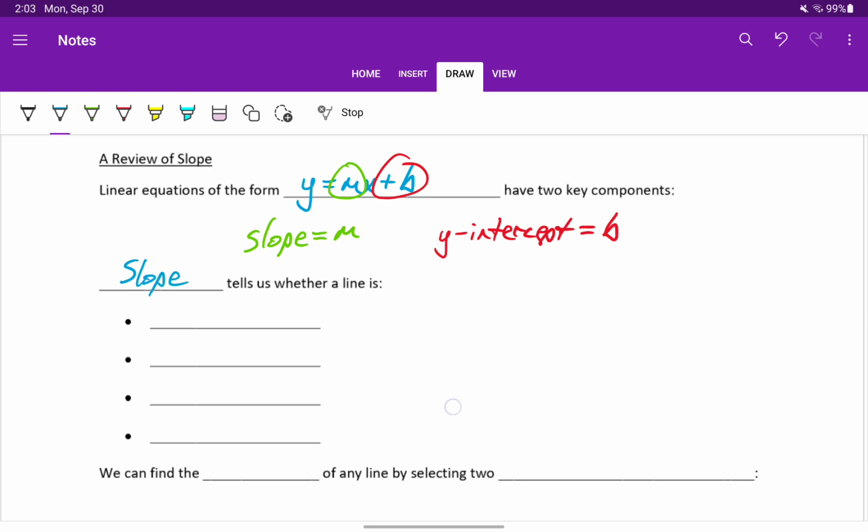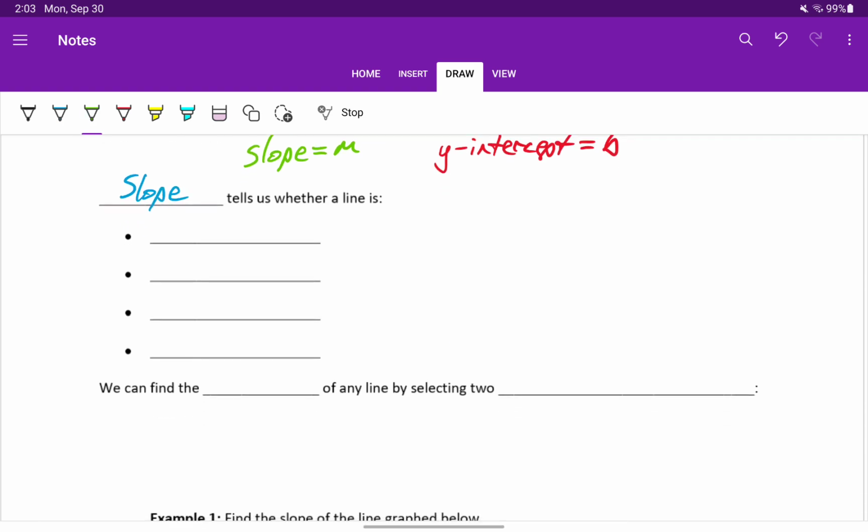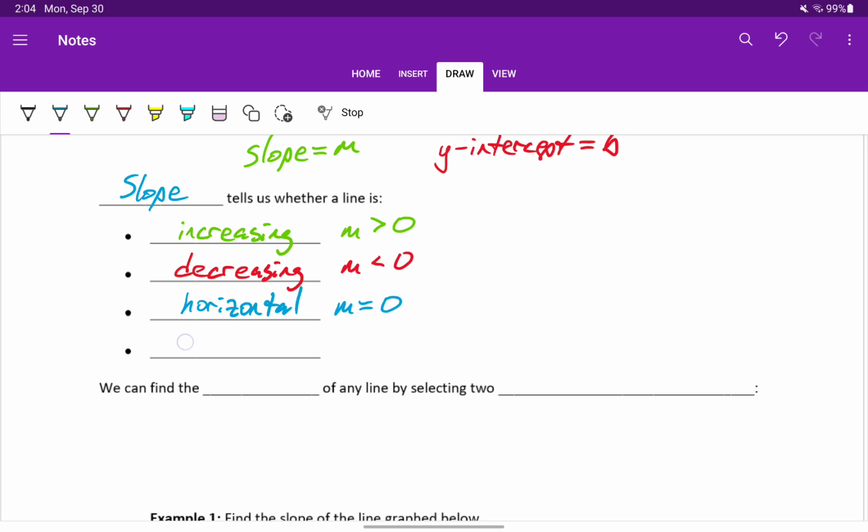We know from previous topics that slope can tell us whether a line is increasing, meaning that our slope is some positive value, if our line is decreasing, meaning that we have some negative value for our slope, if our line is horizontal, which is the case where our slope is equal to 0, or if our line is vertical, and that's the case where our slope is undefined.